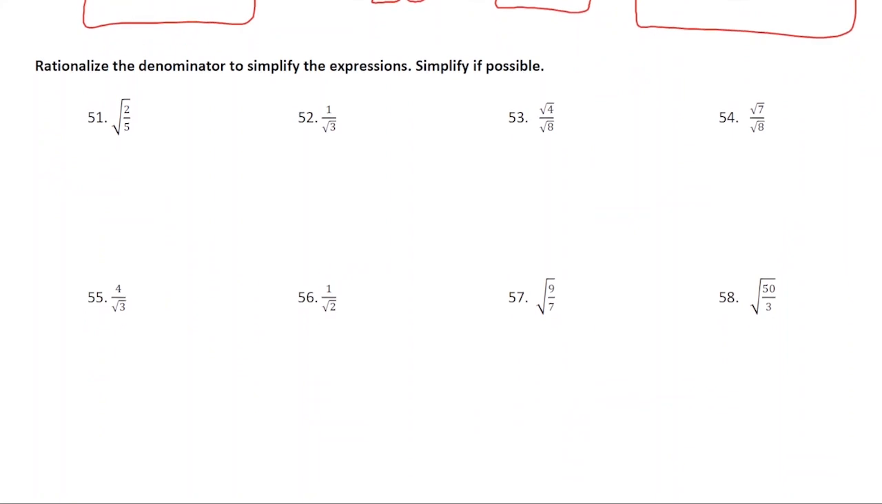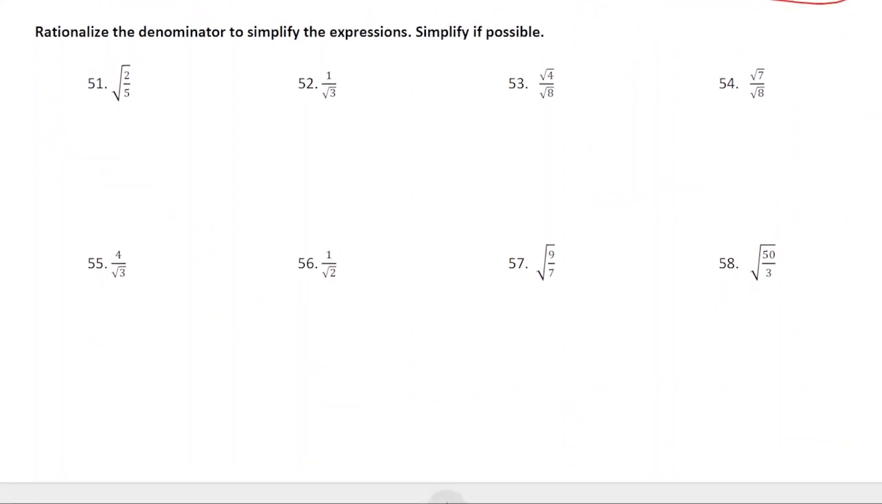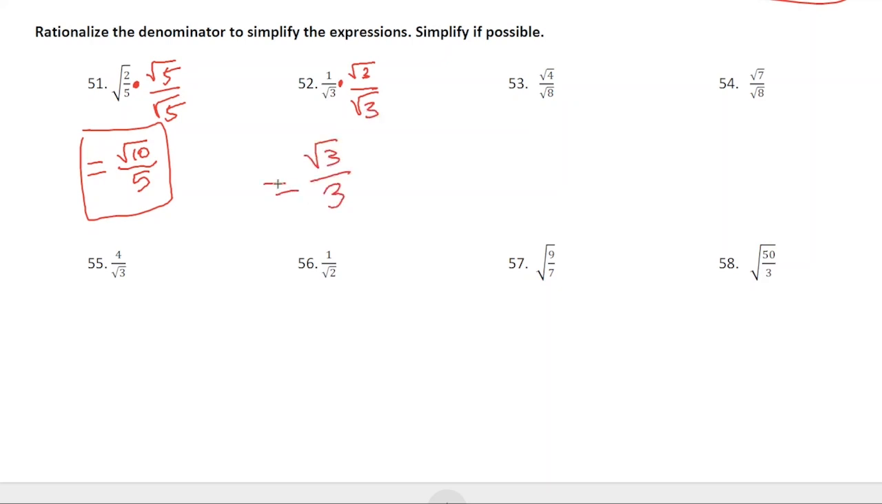Last section here, we're rationalizing a bunch of denominators. So to do that, we want to multiply by the root that we find in the denominator on both the numerator and the denominator and simplify. So for 51, we're going to multiply this by root 5 over root 5. And so that will give me root 10 over 5. And we actually can reduce this because root 10... oh wait, can we? No. Number 52, we're going to multiply by root 3 over root 3. So I get root 3 over 3, and that's it as well.